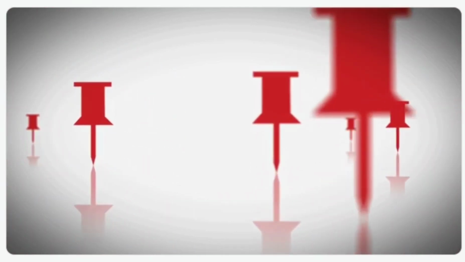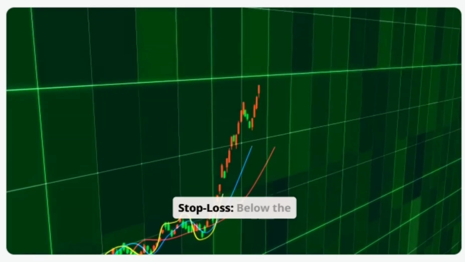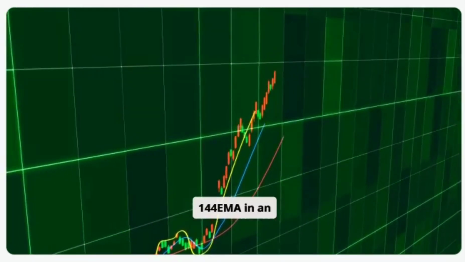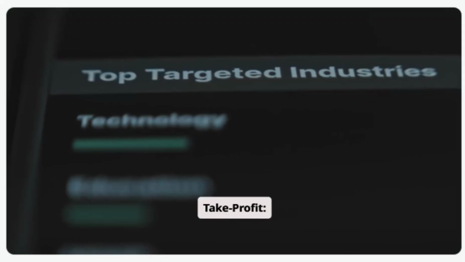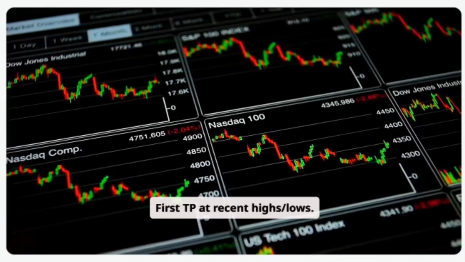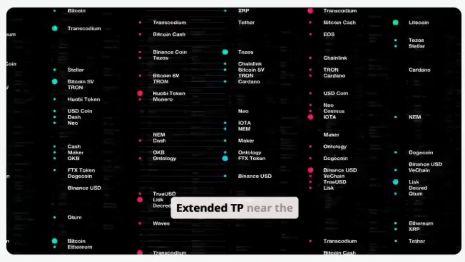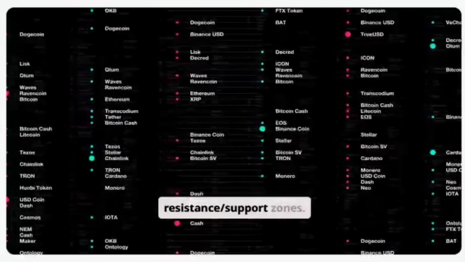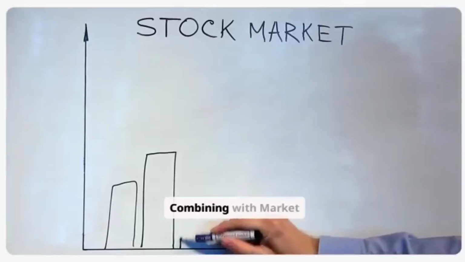Stop loss and take profit. Stop loss: below the 144 EMA in an uptrend or above it in a downtrend. Take profit: first TP at recent highs or lows. Extended TP near the 200 EMA or major resistance support zones.